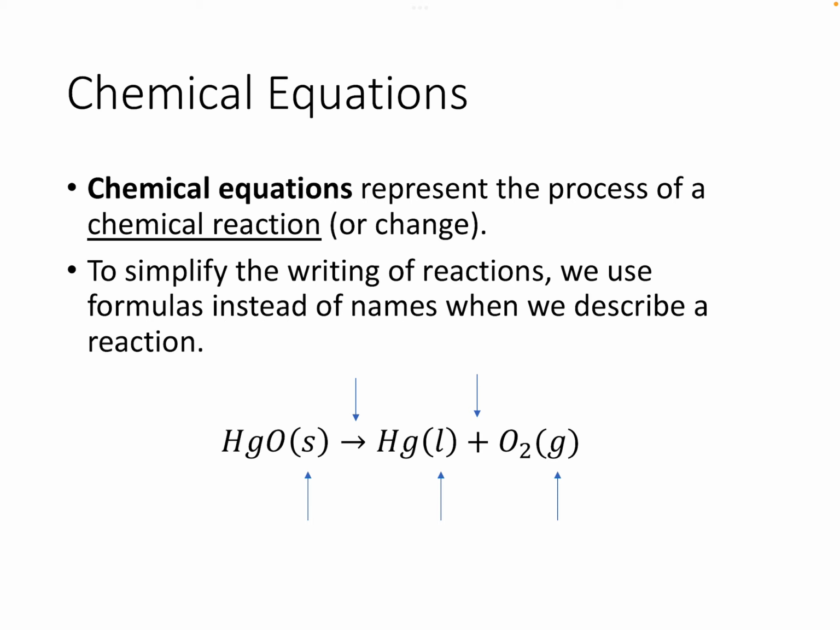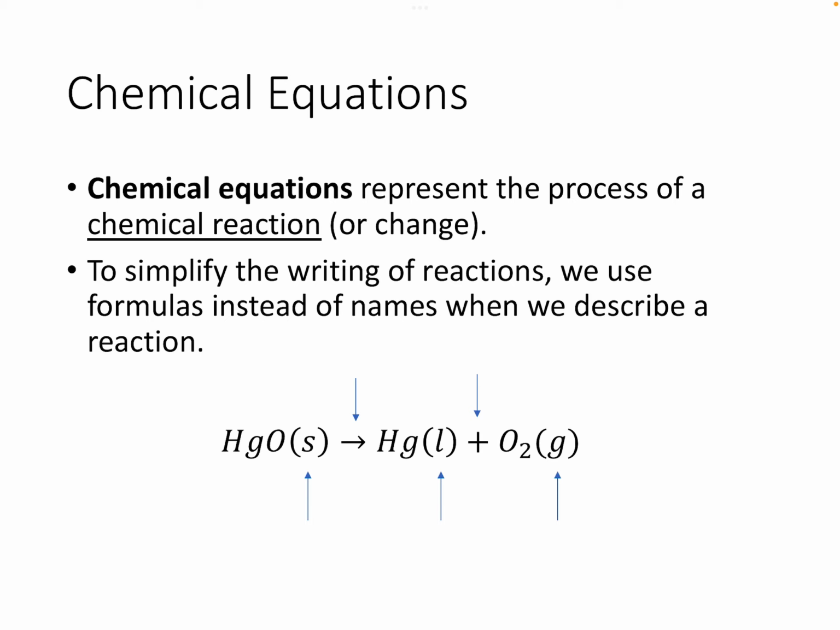Now let's step through chemical equations in a little more detail. I've showed you a couple of them, but let's just talk about what everything means in those chemical equations. So in general, chemical equations represent the process of a chemical reaction or change. So to simplify the way that we write reactions, we use formulas instead of names, and that way we can also keep track of atoms and where they're going.